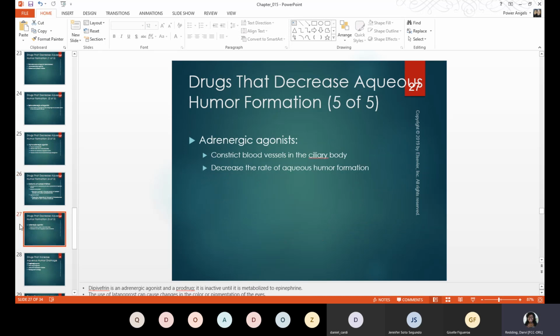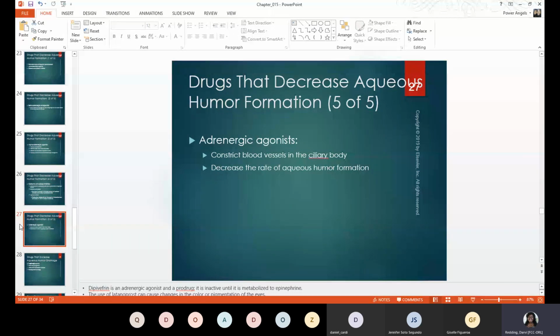So ending with the drugs that help decrease the aqueous humor formation is going to be the adrenergic agonist. And this works by constricting the blood vessels and the ciliary body, and it also decreases the rate of aqueous humor formation. And so one of the drugs that's used is dipivefrin. Dipivefrin is an adrenergic agonist, and it's also a prodrug. So it is inactive until it is metabolized to epinephrine.